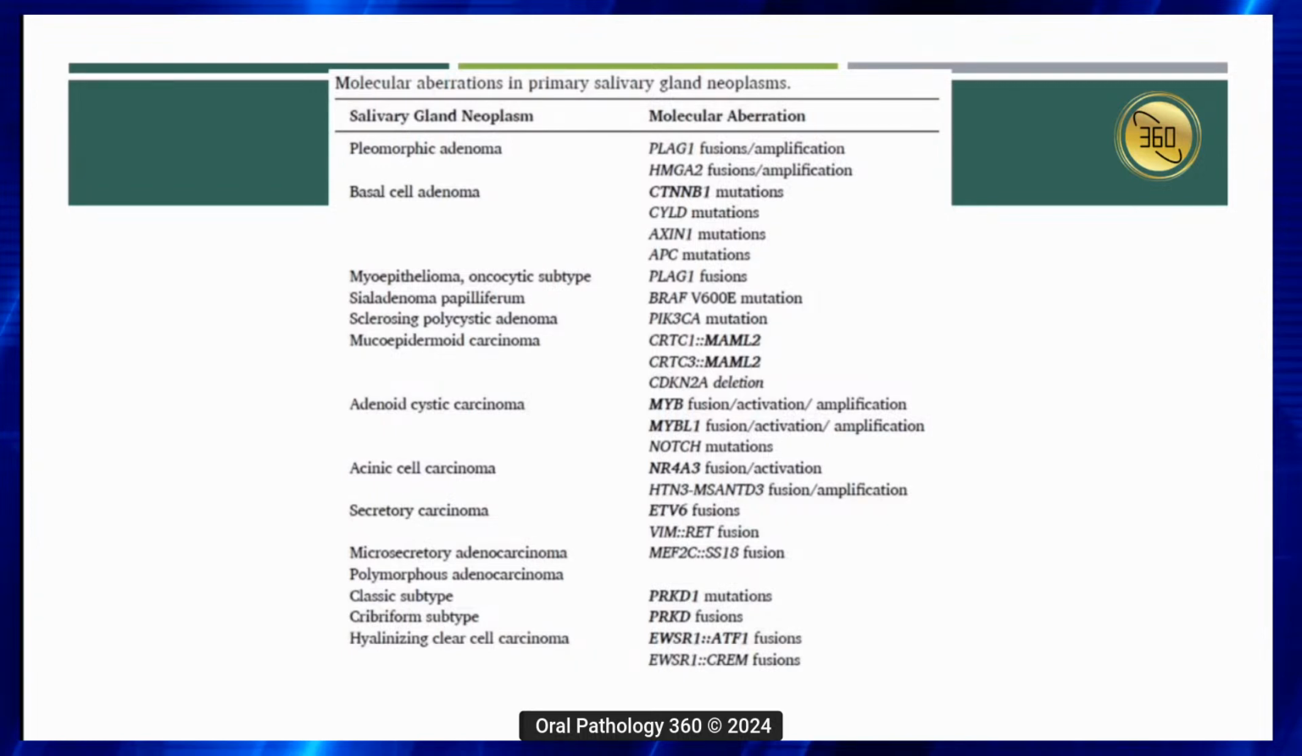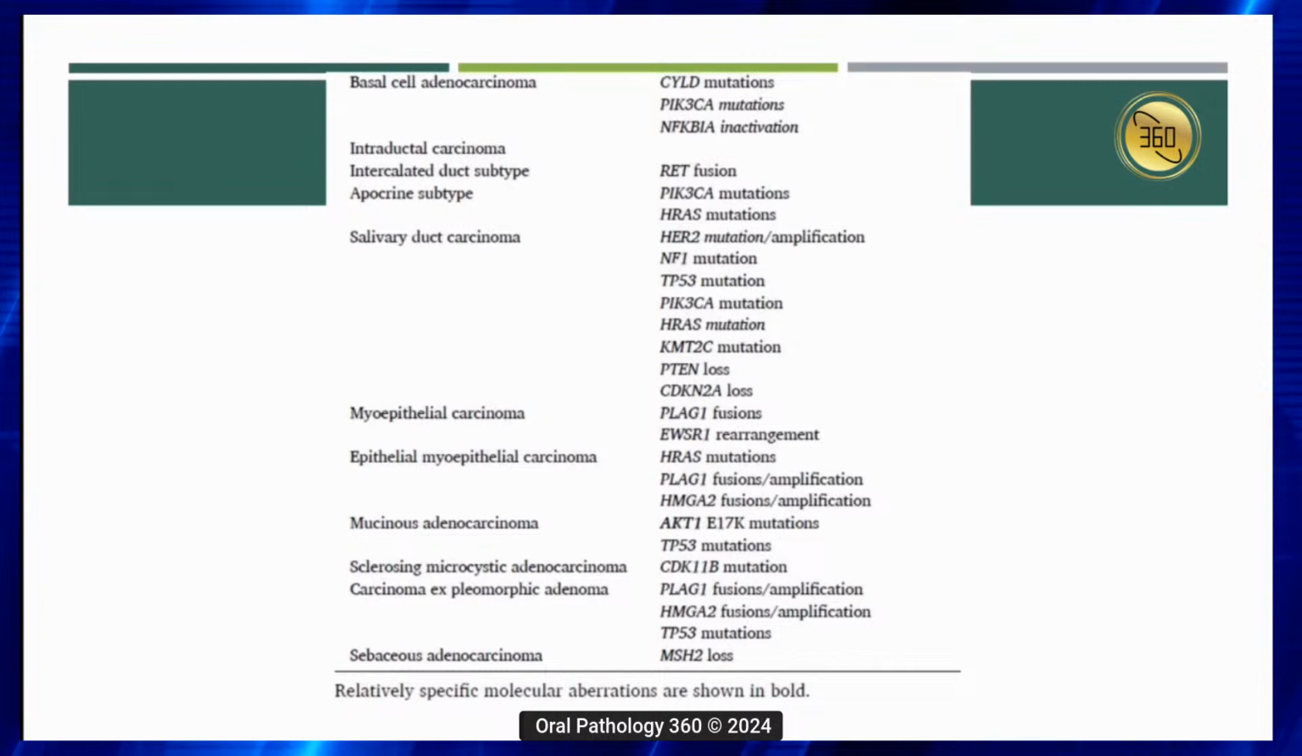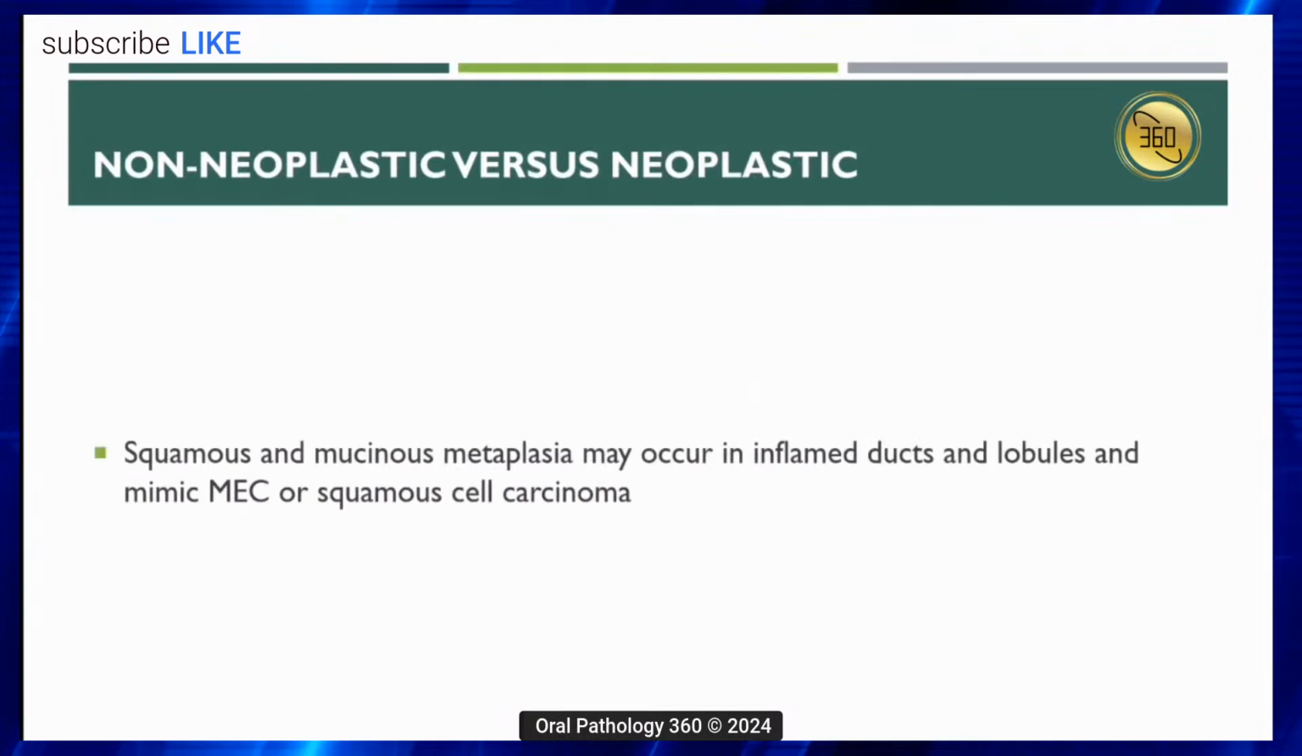Many salivary gland neoplasms have characteristic molecular aberrations, some of which are relatively disease specific. However, specificity of some molecular aberrations may be in question. This table shows molecular aberrations in primary salivary gland neoplasms, and specific ones are shown in bold, such as CTNNB1 mutations for basal cell adenoma or MAML1 and MAML2 for mucoepidermoid carcinoma. It's well understood that in cytology smears and biopsy sections a definitive diagnosis cannot be rendered, especially in limited specimens. Now, here we discuss some scenarios which help with clinical decision making.